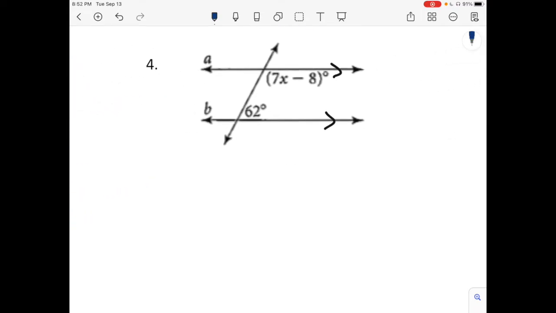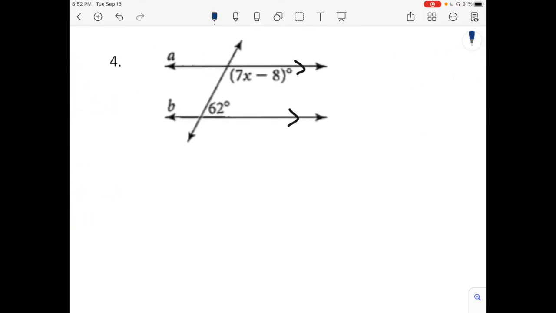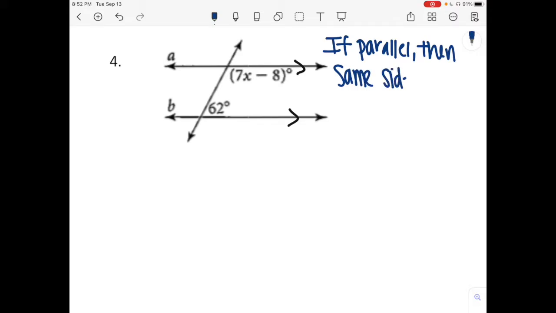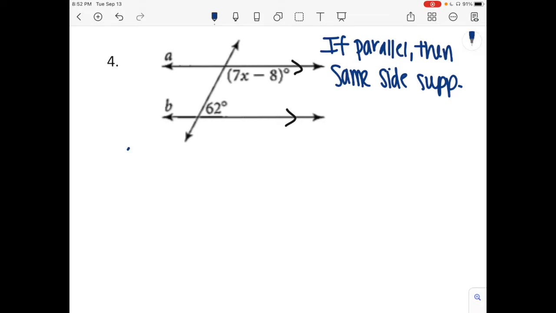Number 4, we have arrows to represent the lines are parallel, and then we have angles on the same side of the transversal and inside the parallel lines. So that's same side interior. So we know if parallel, then same side interior angles are supplementary. So these are not equal, so be careful.